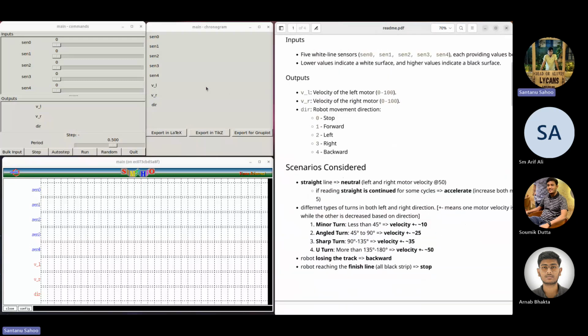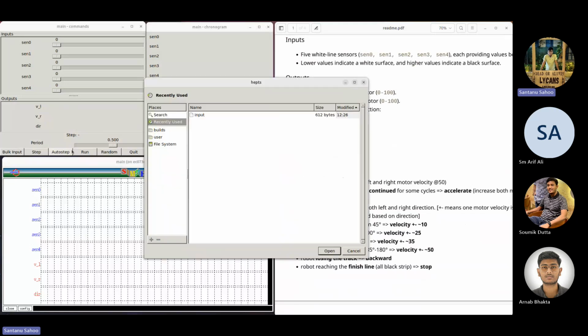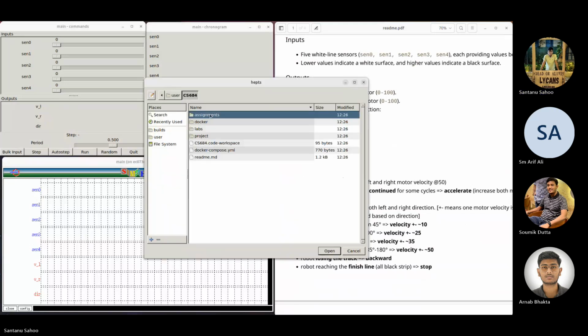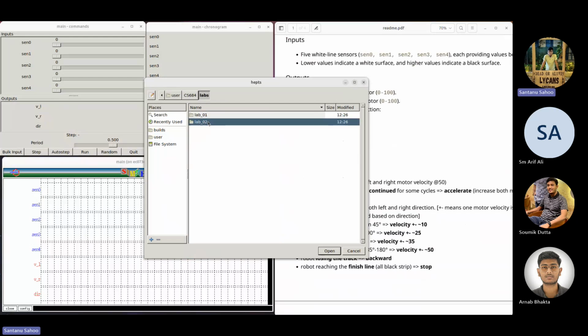We have also generated some input, and instead of manually putting in all the values for all the cases, where for 20 steps we have to put in 100 values, we have added a functionality so that we can bulk input the input file. So I'll load the file now.